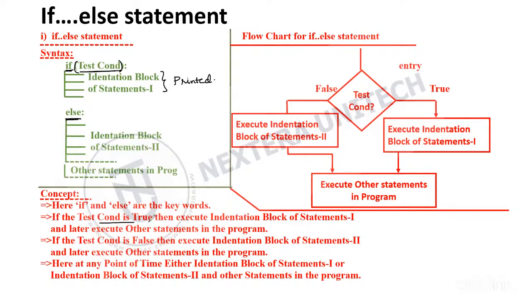So if the test condition is true, this will execute the indentation block of statements 1. Here also the indentation or the tab spaces is necessary. Due to indentation itself, you can identify the block of code which is for if and else separately. Then if this test condition is false, it will directly execute else.